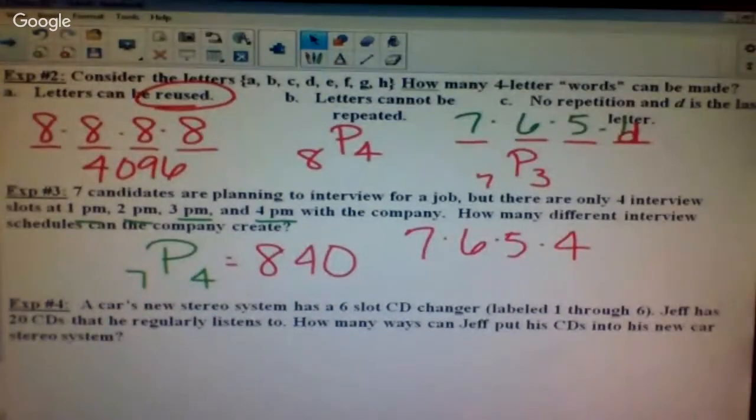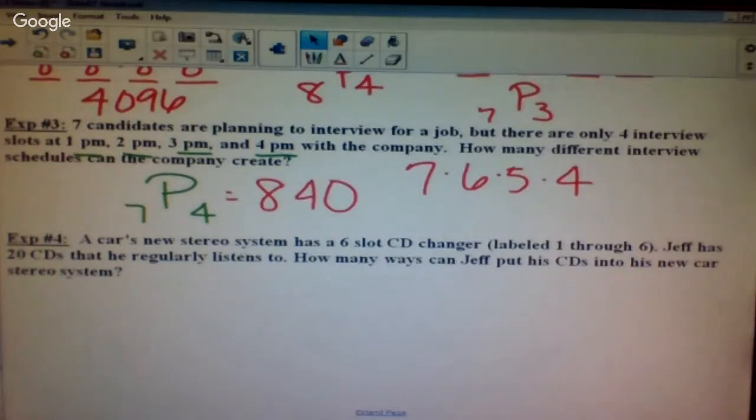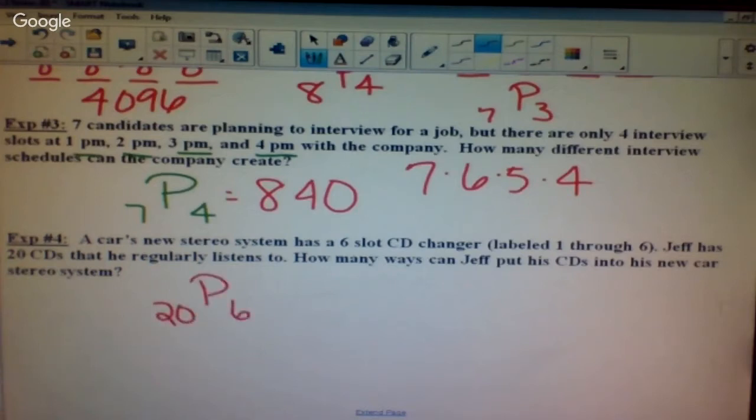Example number 4. A car's new stereo system has a 6-slot CD changer labeled 1 through 6. Jeff has 20 CDs that he regularly listens to. How many ways can Jeff put his CDs into his new car stereo system? How many does he have to choose from? 20. And how many is he filling? 6. That's a lot. So how do you know this one's a permutation? 6-slot CD changer.